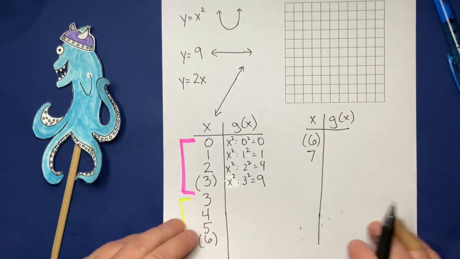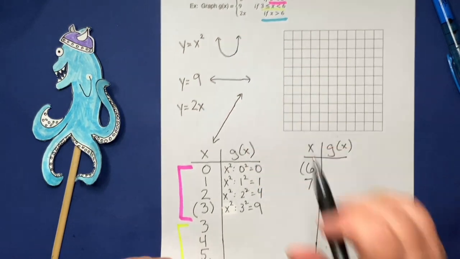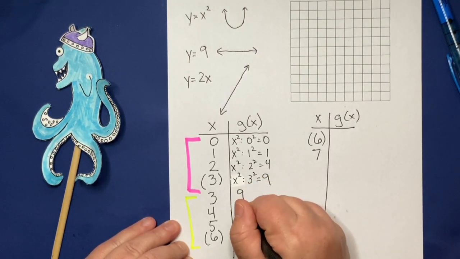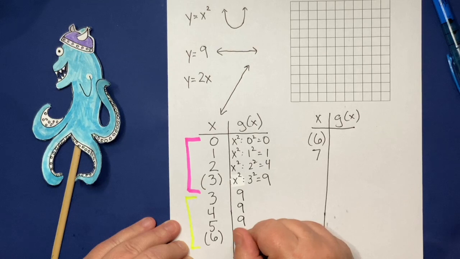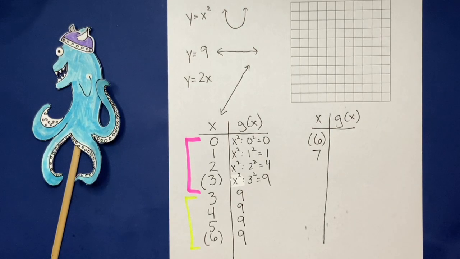And the rule for the yellow section, the middle section, is really nice and easy. It's 9. It's a constant function. So 3 is 9. 4 is 9. 5 is 9. 6 is 9. Oh, so easy. Okay. And then I'm in blue land.